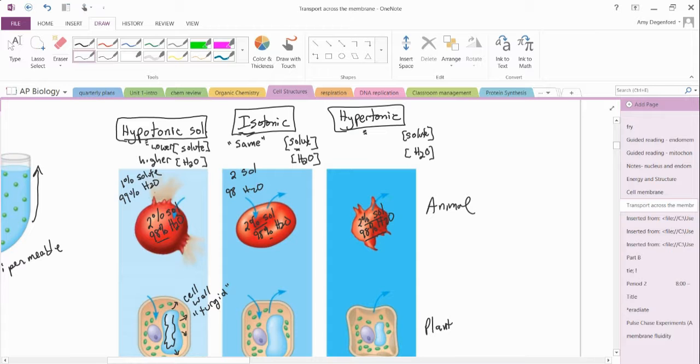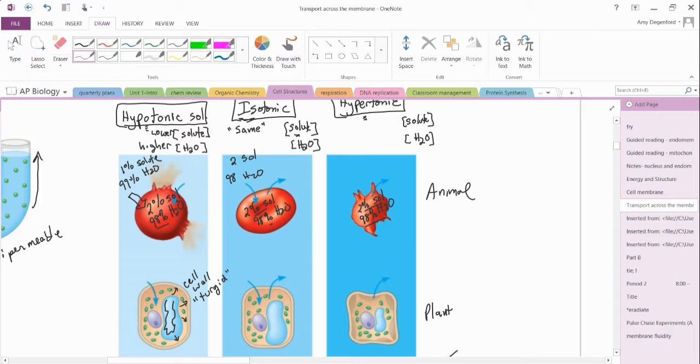So notice this ends up meaning there's a higher water concentration on the outside. That causes water to go in. And in the case of an animal cell, that means it bursts. In the case of a plant cell, the cell wall is there, so the plant just absorbs water and it gets really, really full. And we call that turgid. It's full of water. The vacuole is full of water as well. So a hypotonic solution causes cells to gain water.